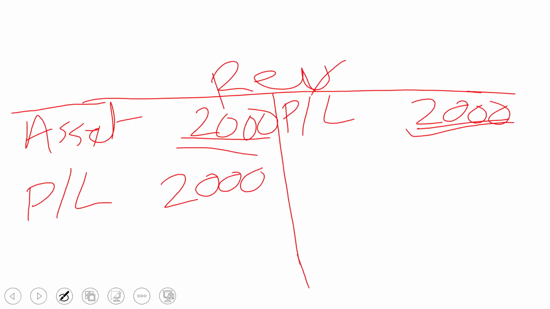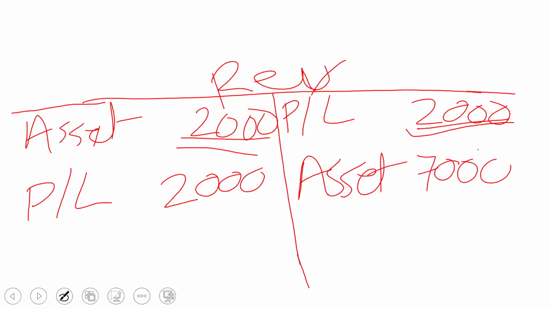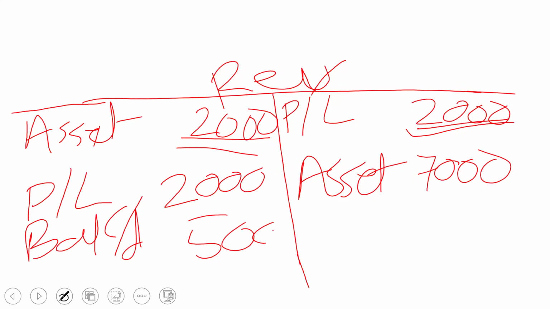And this year we've revalued and we are getting 7,000, right? So assets, 7,000. Balancing the account, you'll be left with a balance c/d of 5,000. That balance c/d will go to the balance sheet as the reserve. So 5,000 as the reserve.